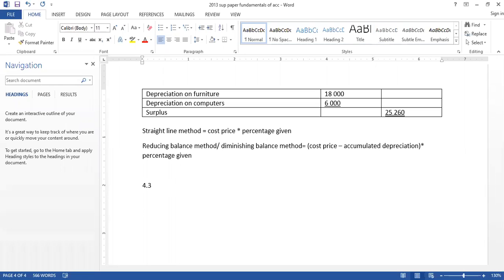So the first thing, you write the heading. The heading is statement of financial position of Omeya Golf Club as at 31 July 2013. Okay, so the format of the balance sheet.